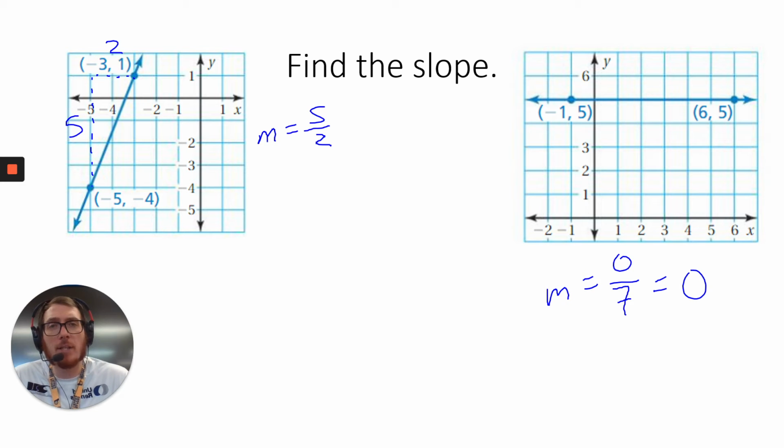Our focus isn't going to be as much on vertical lines right now, but a vertical line would have an undefined slope because it would be rising but not running left or right. That would make it the reciprocal, which would be 7 over 0, and since you can't divide by 0, the slope would be undefined.